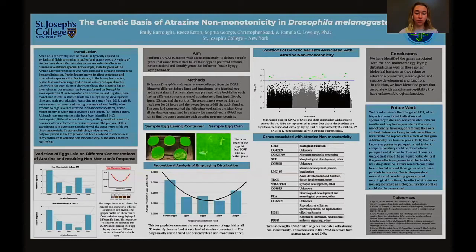Future research could also be conducted around which genes have parallels in humans to better understand how these results affect us.